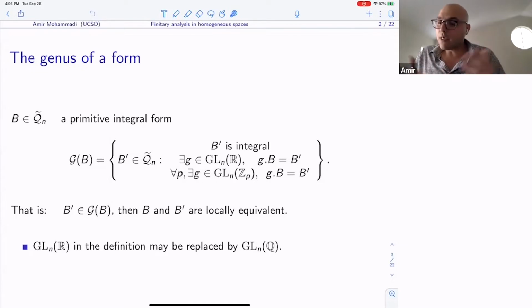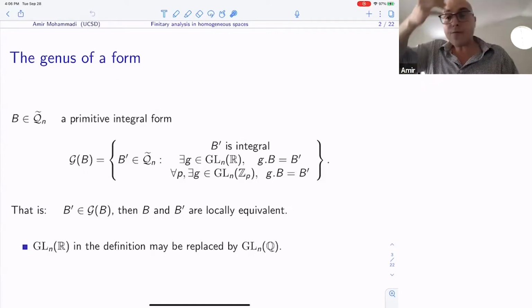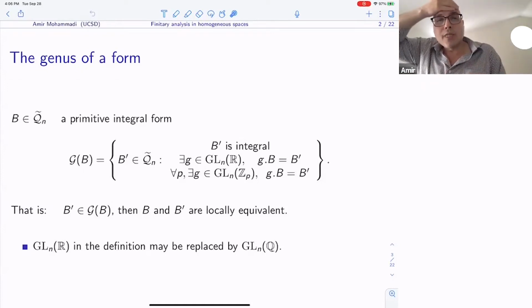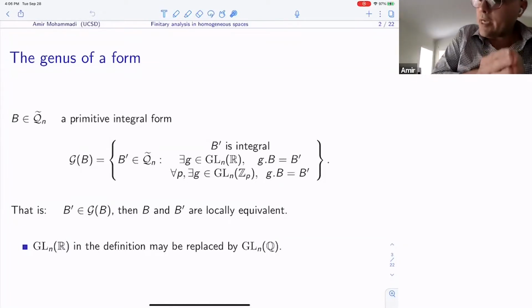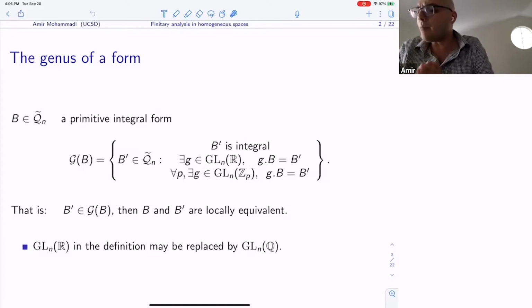So I think this is one conference that I'm allowed to define this and nobody will be offended. So I look at the genus of a form, which is the set of all integral forms which are locally equivalent to my form, but I don't know whether they are globally equivalent or not. So locally equivalent meaning that over R they are equivalent, and over all the p-adics, Z_p, they are equivalent. So there's an n by n real matrix that sends B to B prime, and for every p, an n by n matrix in GL_n(Z_p) that sends B to B prime.